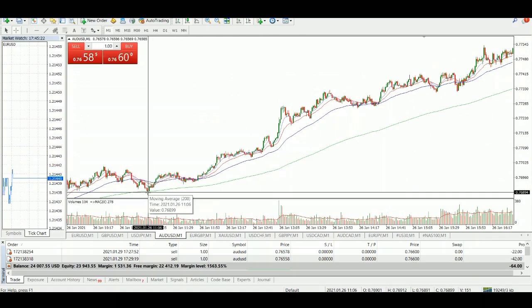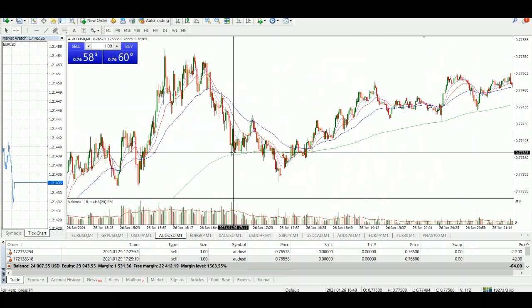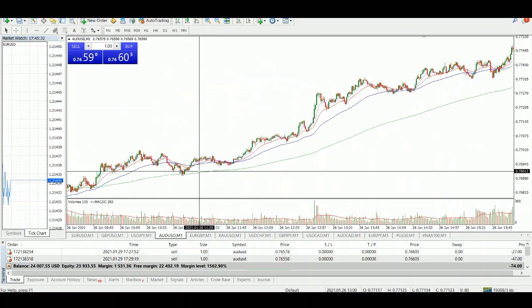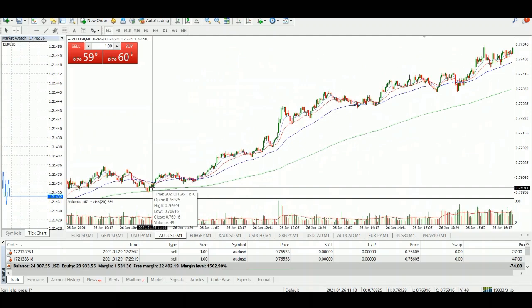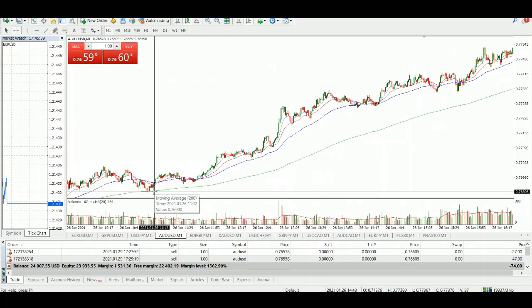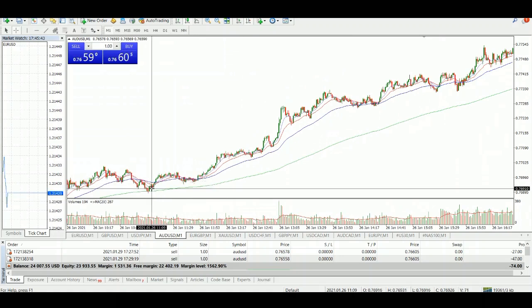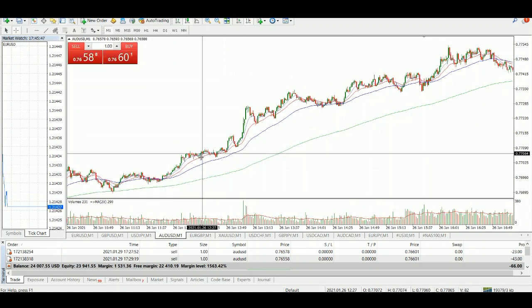Going from 0.76894 toward 0.77386. So 77,300 and 76,800, 500 points. But you are not making just 500 points, so with one lot you would be making $500, because you are accumulating your profits. You will be making much, much more than $500.